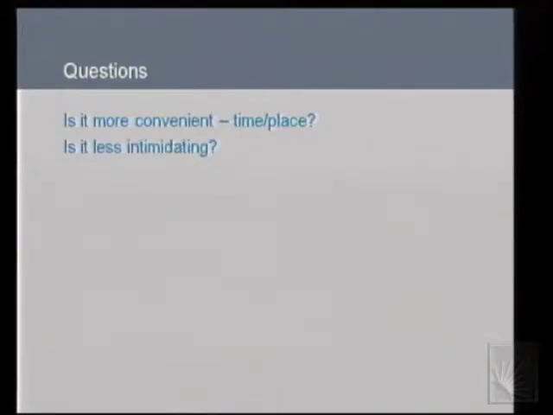Both time and place. Is this less intimidating? A student sitting in front of a faculty member who is trying to act and do this, I think it's not going to flow well. Plus, students in their very early clinical years may feel this is easier than being face-to-face with a real patient. They may want to practice their skills in this way.